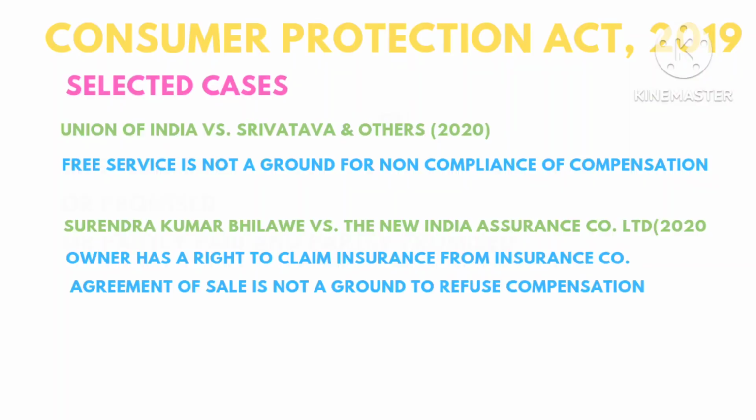Union of India versus NK Srivastava and others, 2020 case. In this case, hospitals cannot take the ground of giving free treatment to certain kinds of people to escape liability for compensation. So in this case, the hospital is liable to pay compensation for their negligence and the damage caused by the negligence of the hospital authorities. The hospital is liable to pay the compensation.